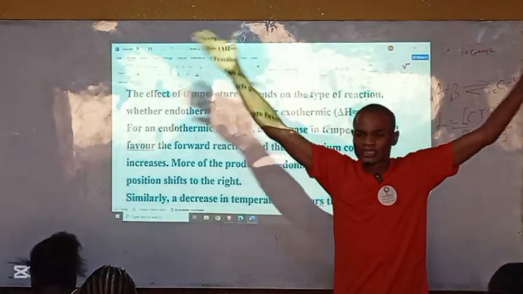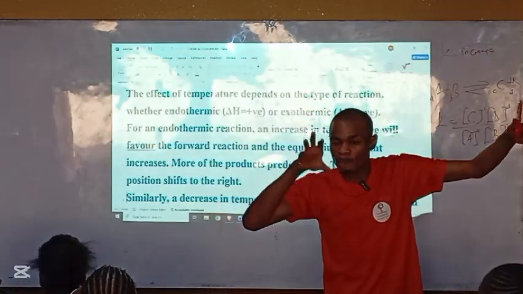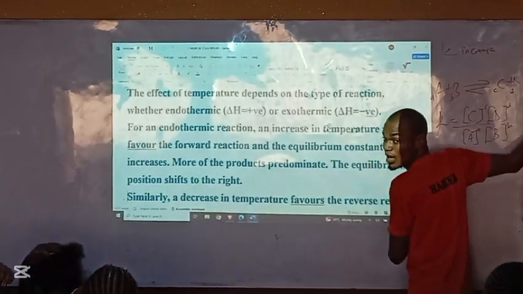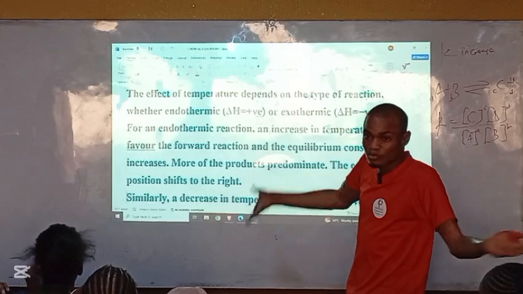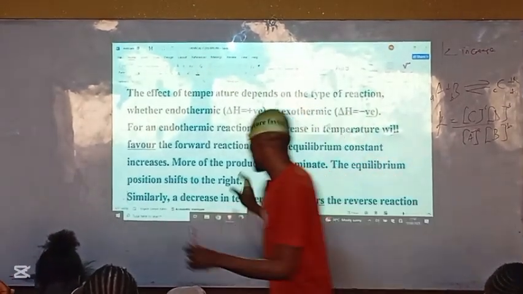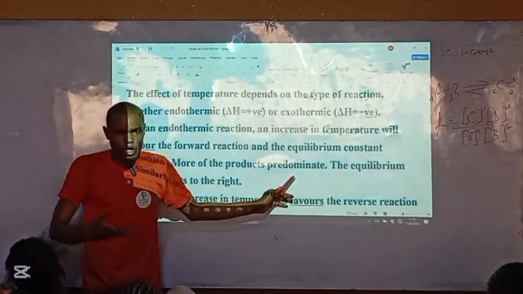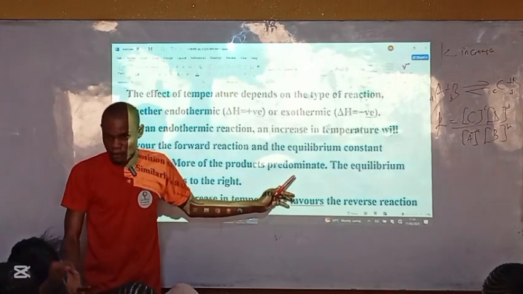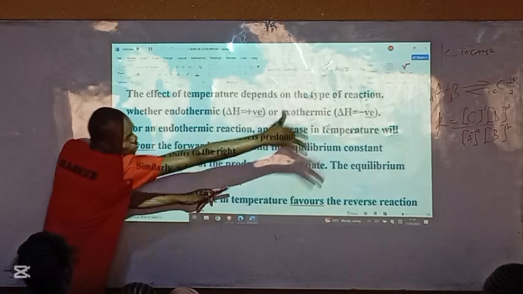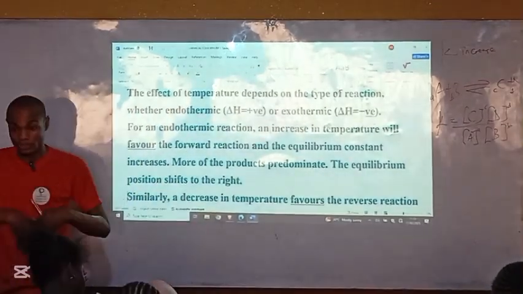Now, in an endothermic reaction, if you increase the temperature, what happens to the equilibrium constant? It is going to increase. What happens to the reaction? It will shift to the right. That means it will favor the forward reaction. This is the right hand side. If you shift to the right, it means you are progressing, you are moving forward. I've used different synonyms. It means more products will be formed. To the right, forward, and progress are the same thing. And the equilibrium constant is going to increase also.